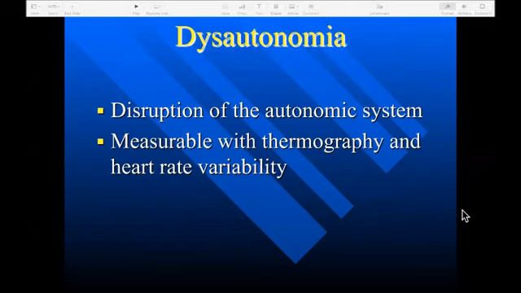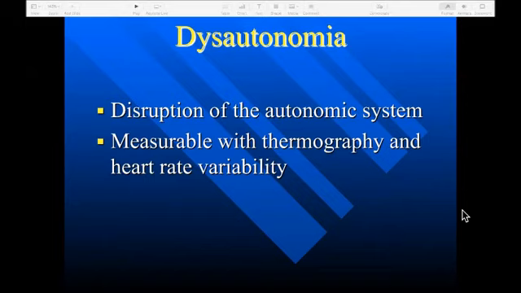Another phenomenon that we see and are able to measure objectively is dysautonomia. This is disruption of the autonomic nervous system, and this is measurable with thermography, which looks at vasoconstriction secondary to sympathetic stimulation, and heart rate variability, where we're looking at the power spectrum or distribution of different frequencies when we look at the time between systoles, the interbeat intervals.